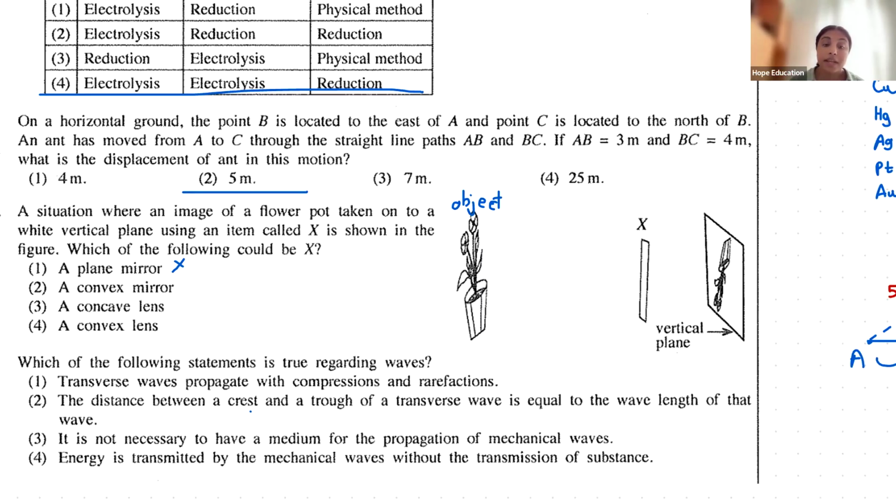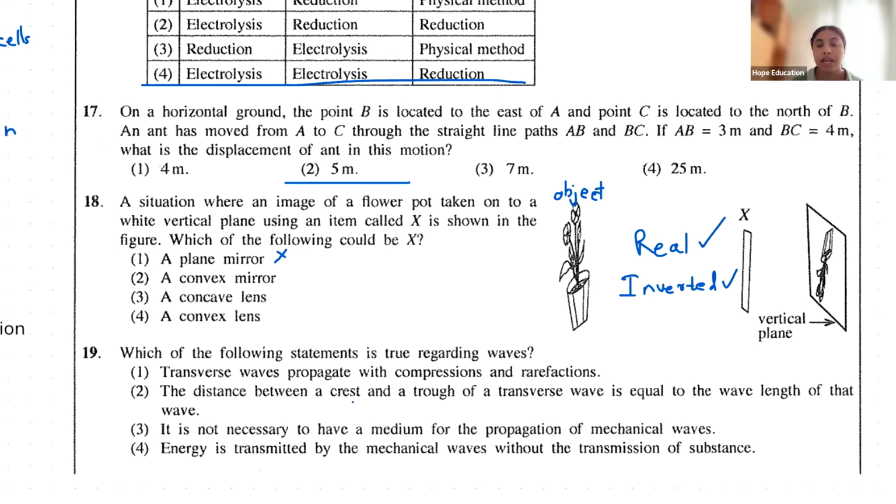If we were able to obtain the image onto a screen, that means definitely this image is real. We are not sure about the size, so don't look at the size. But what about whether the image is upright or inverted? Inverted, meaning the image is upside down compared to the object. So it's inverted. A plane mirror will never give a real image. It always gives a virtual image. So it cannot be a plane mirror.